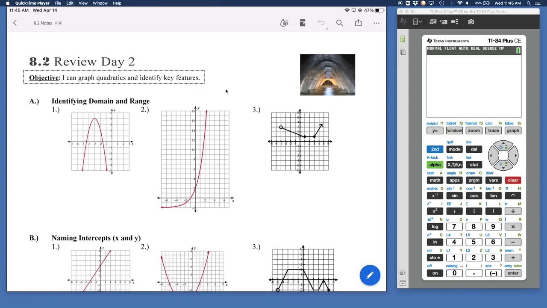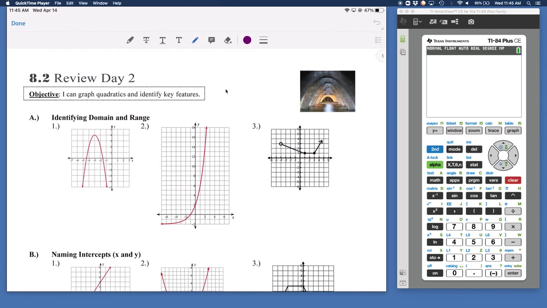Okay, today we're going to look at graphing quadratics and identifying the key features of graphs as well. So we're going to start off with a little bit of review here, right? So we're going to identify domain and range. Remember, domain refers to your x values, so left to right, and range refers to your y values, so up and down. So as we look at a graph, the first thing I usually look at, let's look at domain.